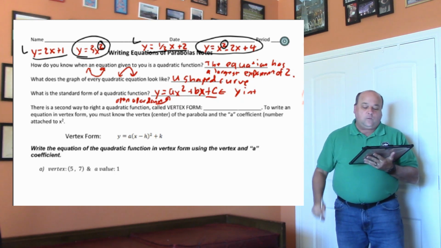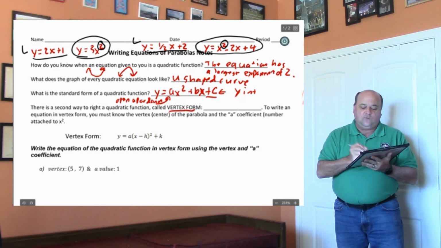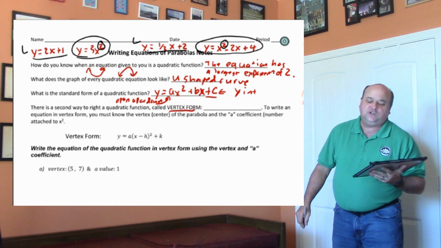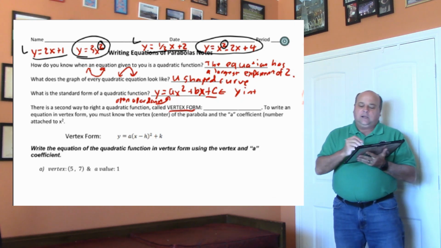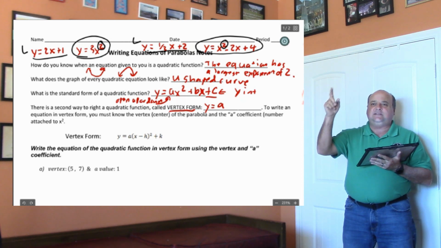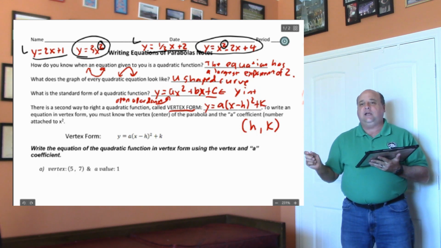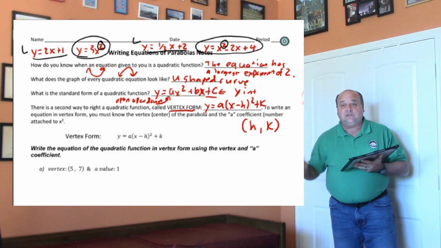There's a second way to write a quadratic function. It's called Vertex Form. And it gives you more power. Vertex Form is y equals a, that is the same a, parentheses x minus h squared plus k. And then write this down. h comma k is the vertex.